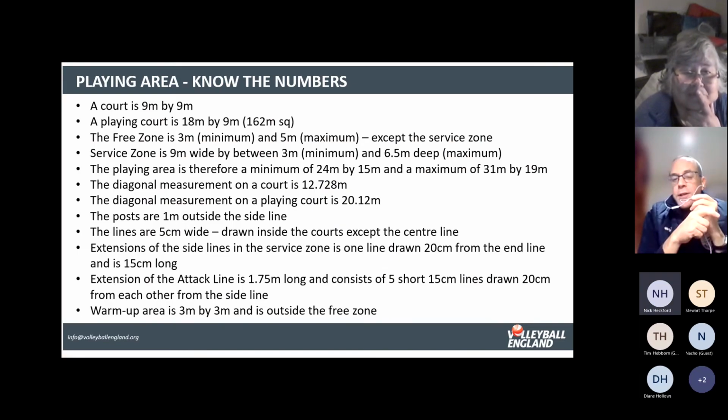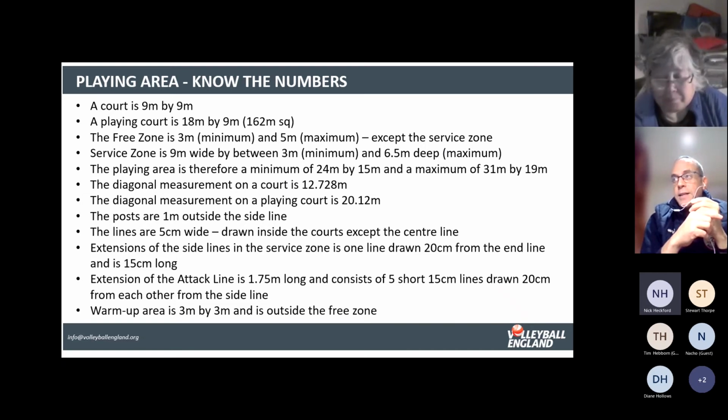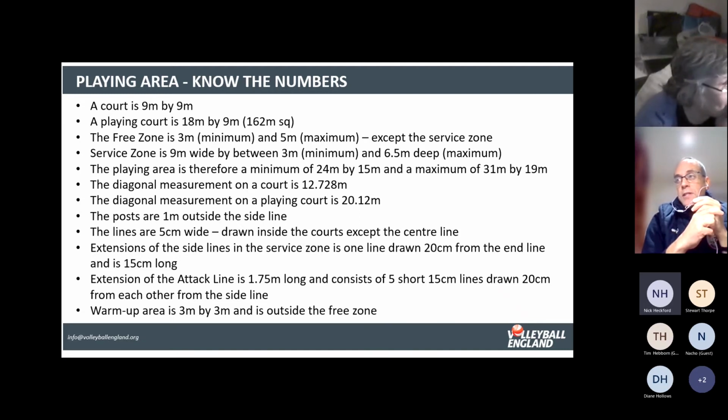So when I said about numbers, all the numbers that we've just considered make up the sort of numbers that you need to remember in your mind. So a court is 9 meters by 9 meters. The playing court is 18 meters by 9 meters. And then the free zone is 3 meters minimum and 5 meters maximum, except the service zone. The service zone is 9 meters wide and 3 meters minimum deep and 6.5 meters maximum deep.